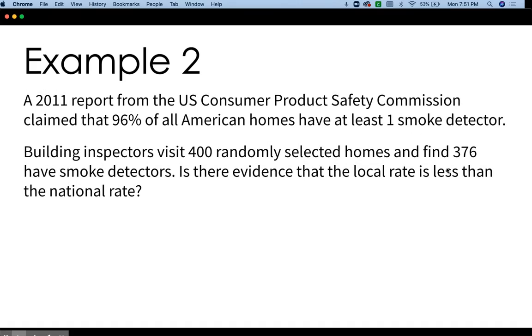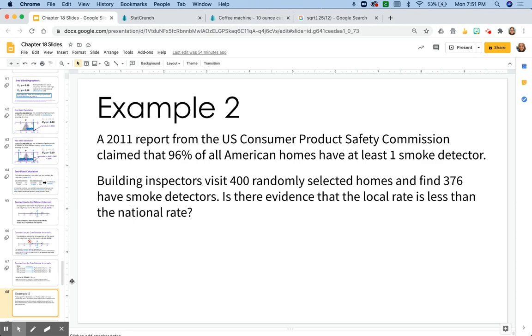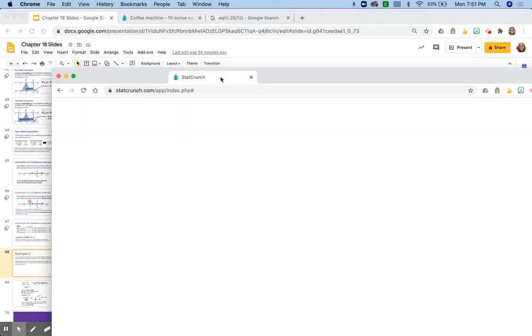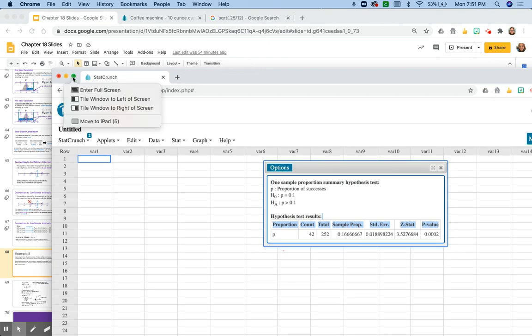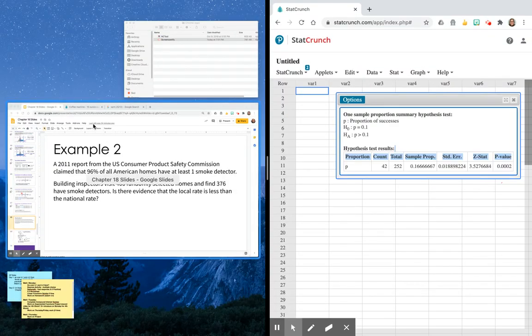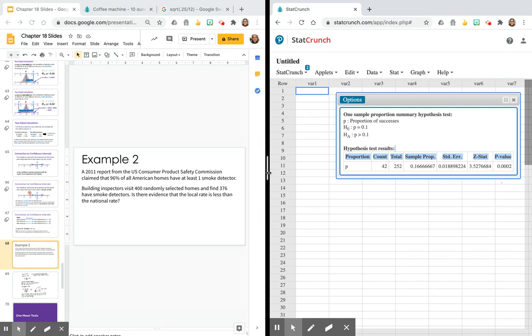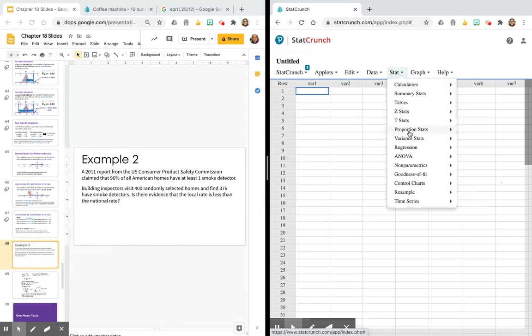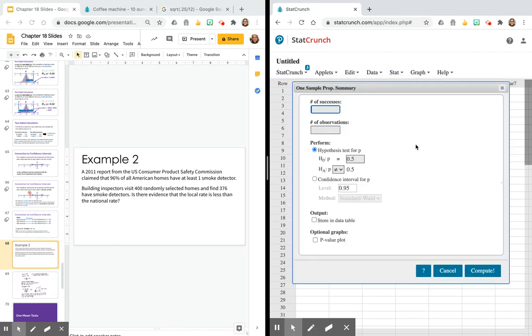For this one, for the work, I'm going to go to StatCrunch real quick and show this. For this example, I'm going to go to Proportion Stats, One Sample, With Summary.